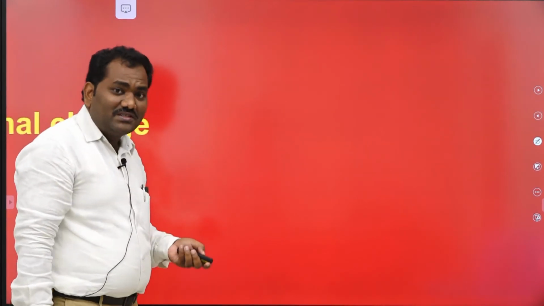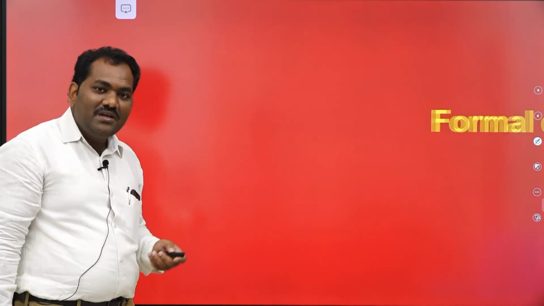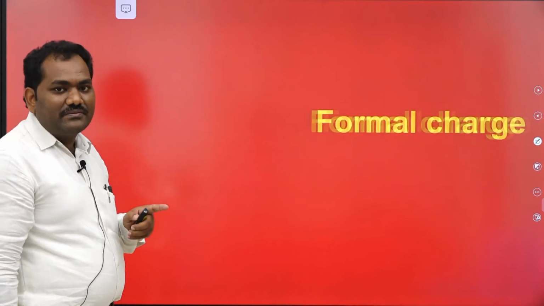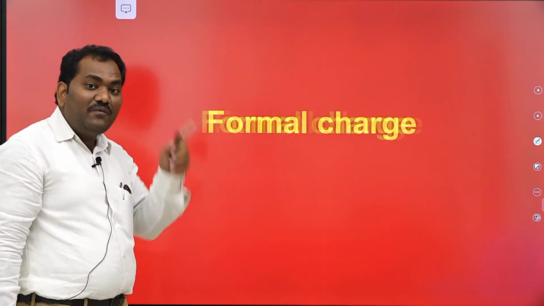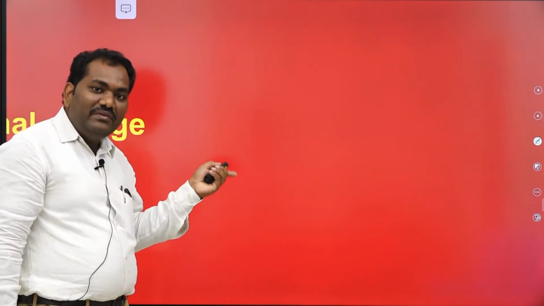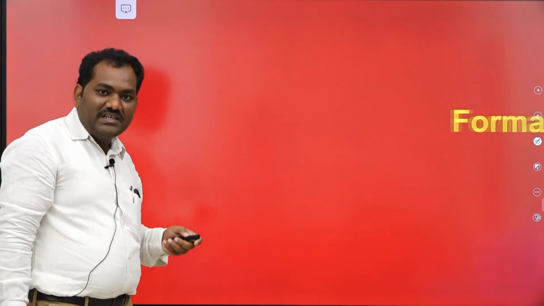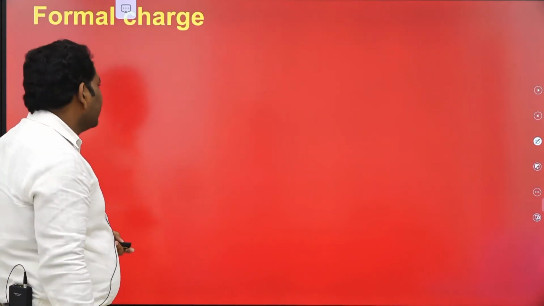After writing Lewis dot structures, we have to calculate the formal charge. Let's discuss what formal charge is and how to calculate the formal charge of atoms in a molecule. Generally we consider the charge of the entire molecule, but every atom in that molecule also has some charge, okay. That charge is nothing but the formal charge.